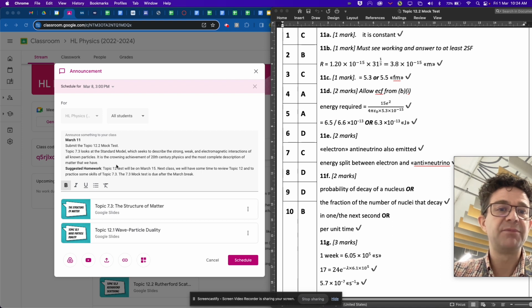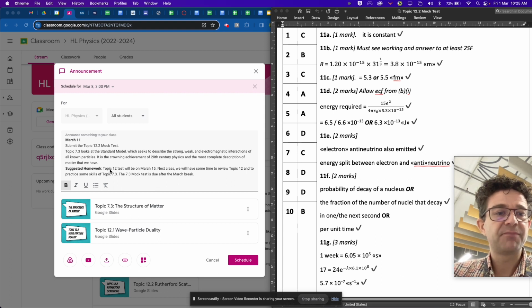It seeks to describe the strong force, the weak force, and the electromagnetic interactions of all known particles, and it's really the crowning achievement of 20th century physics. It is the most complete description of matter that we have. It is not something that you will have a strong working knowledge of after today, but it will be something that you will have a little familiarity with.